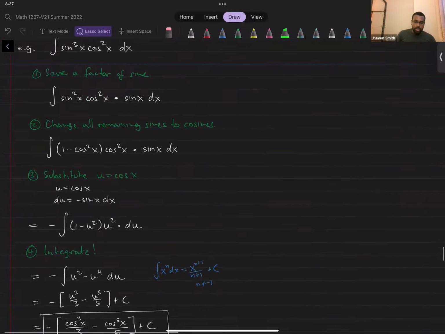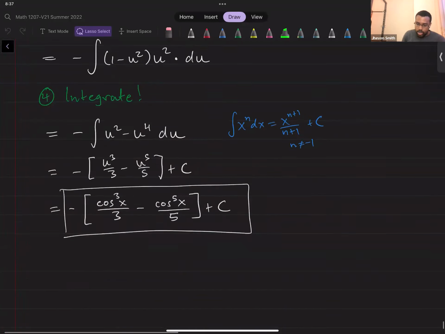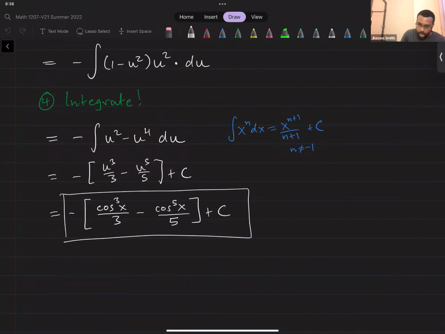Right. Now the reverse, if you had an odd number of cosines and an even number of sines, it's essentially the same strategy, except the sine and the cosine switch roles, right? So you'd save a factor of the cosine and then use the sine. So that's going to be a very similar strategy. But here's another one where it might not be obvious right away that you should use this strategy, but you should. So an example.